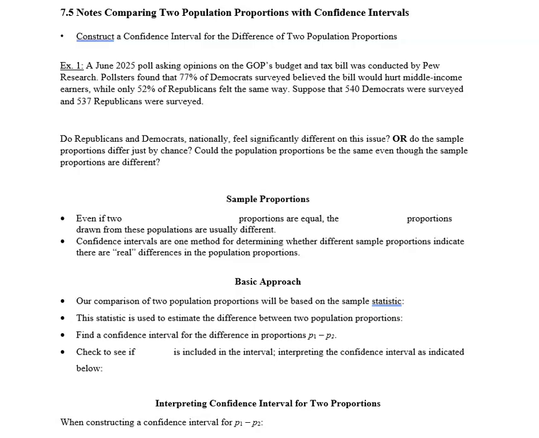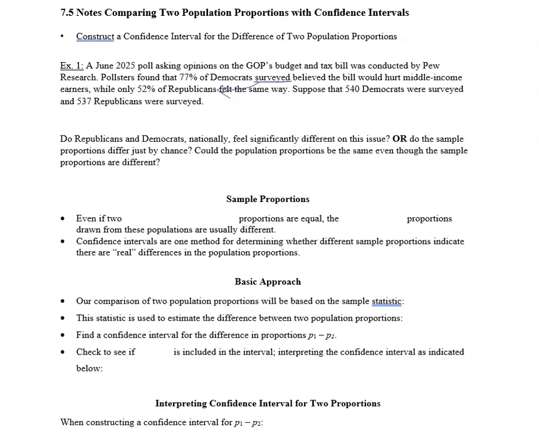Let's take a look at this first example as a scenario. A June 2025 poll asking the opinions on the GOP's budget and tax bill was conducted by Pew Research. Pollsters found that 77% of the Democrats surveyed believed that the bill would hurt middle-income earners, while only 52% of Republicans surveyed felt the same way. Suppose that there were 540 Democrats surveyed and 537 Republicans surveyed.